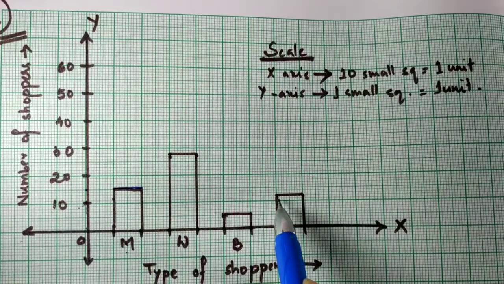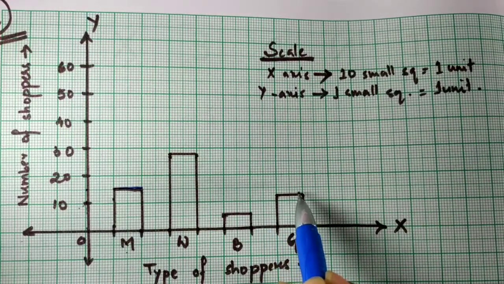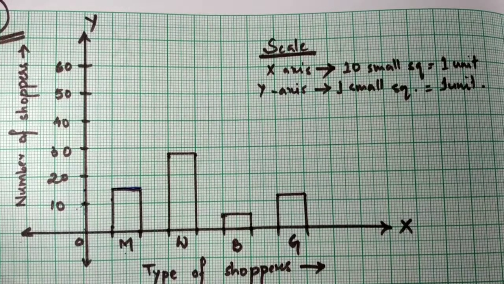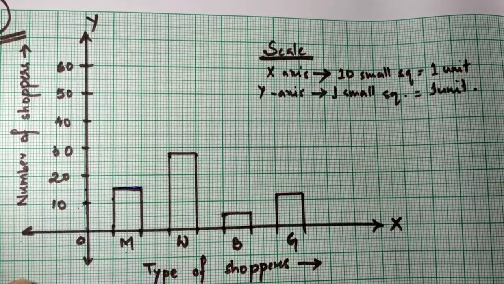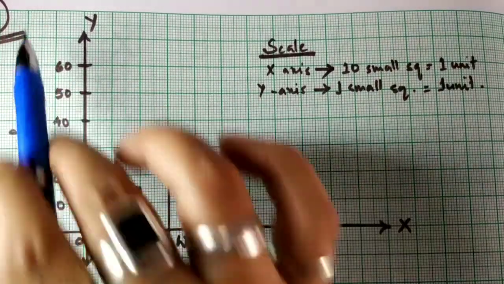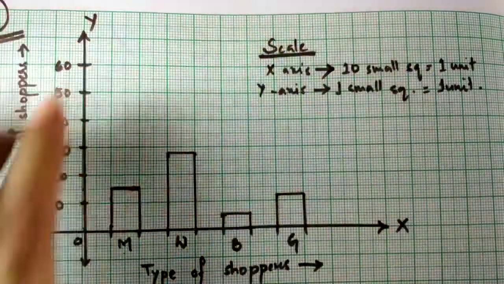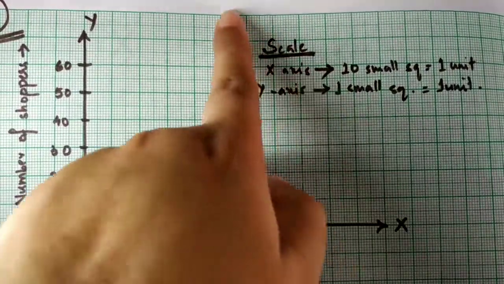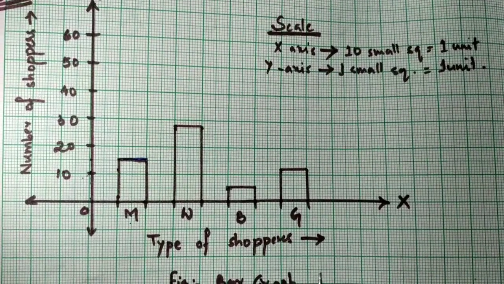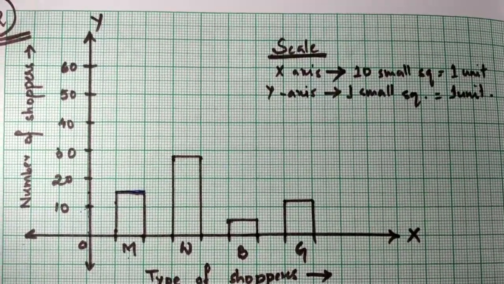Then comes girls, that is 12. After 10, 2 more small boxes above: 11, 12. This is the way we write it down. Then it's very important to write what you are depicting on the x-axis, that is the type of shoppers, and on the y-axis the number of shoppers. These things are very important to write down, including the scale, otherwise your graph is incomplete. And the figure title, bar graph, is optional; you can write it or not.